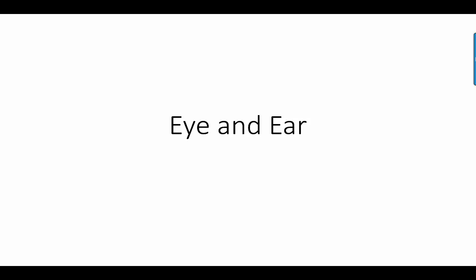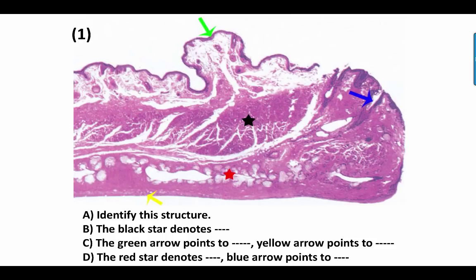Now we will move to the last portion in this revision, which is the eye and ear. Starting with this picture, it is the eyelid, characterized by the presence of these tarsal or meibomian glands. And we have the follicles at the margin, which are the follicles carrying the lash.